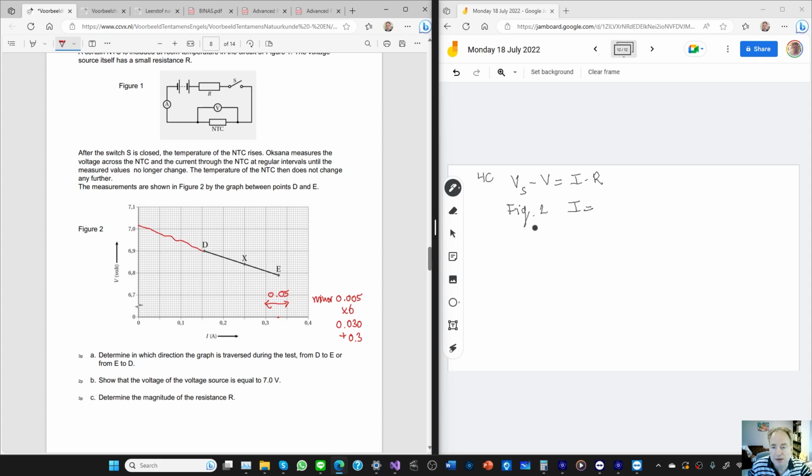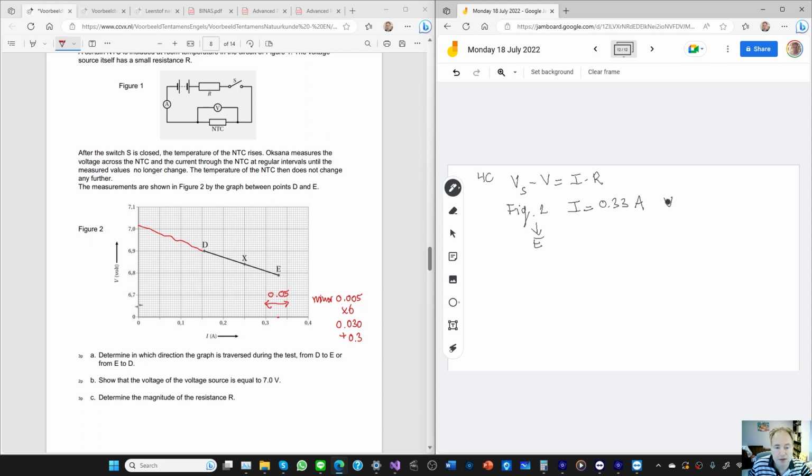So I conclude at point E, so I use point E, that the current is 0.33 amperes. And the voltage level there, this one is more easy. You can just, one minor grid here is 0.01. So you get 6.79 volt. And we know Vs is given 7.0, and we can just apply Ohm's law.